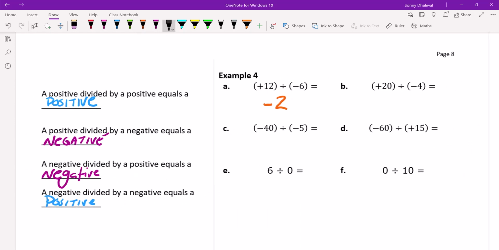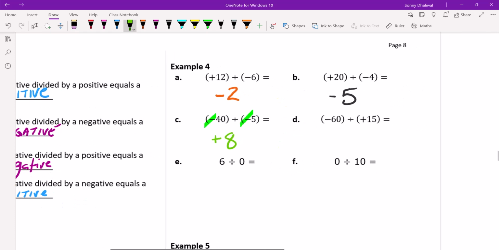Okay, next one. 20 divided by 4? 5. What's a positive divided by a negative? Negative. Okay. 40 divided by 5? 8. And we have a negative and a negative. What does that make? Positive. That's an 8. I'll make a nicer 8.